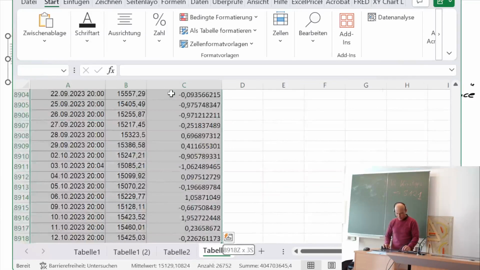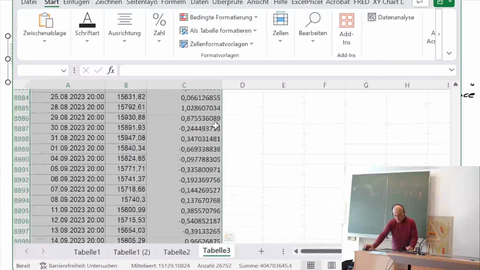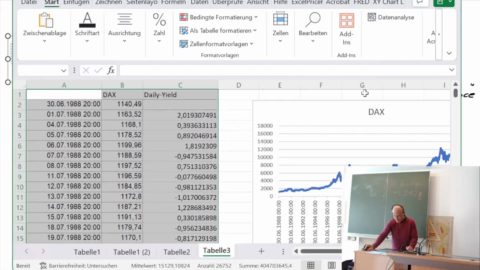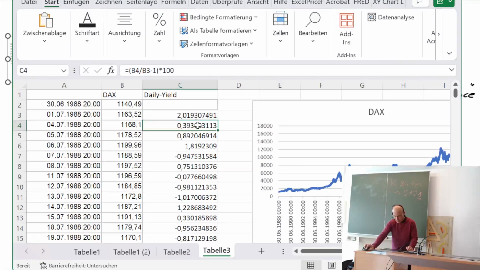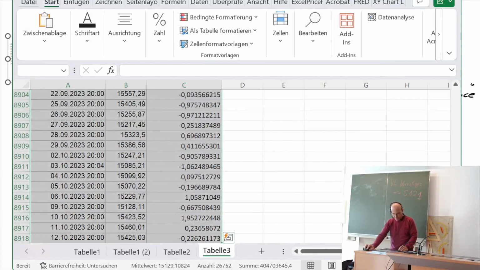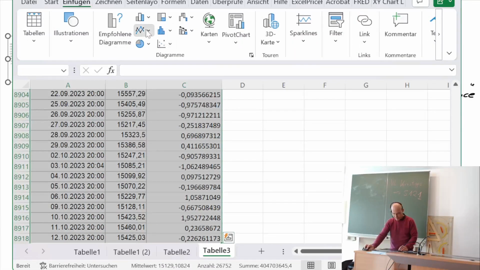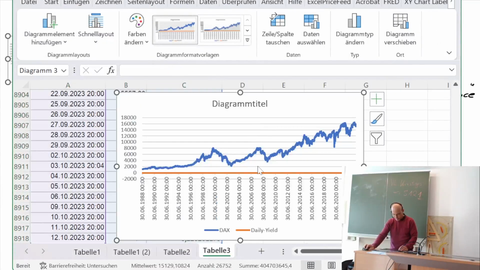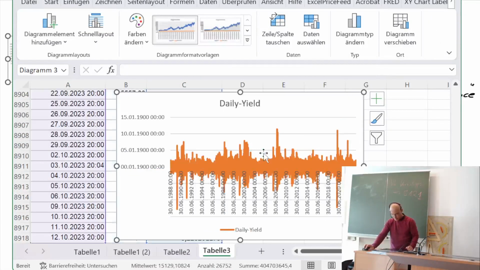Then let's also look at the DAX yield distribution over time. Where we are, yeah, this is okay. And here you see then, of course, this is a movement upward and downward over the last 35 years.